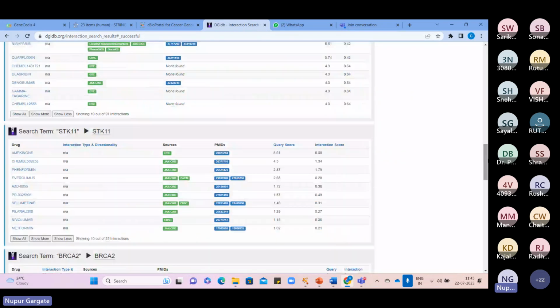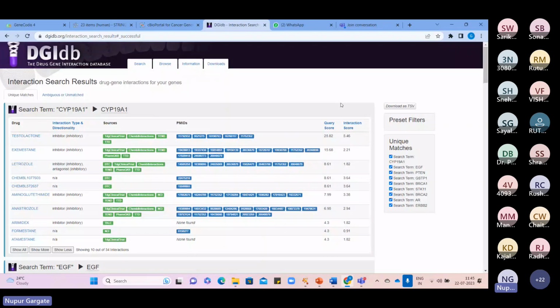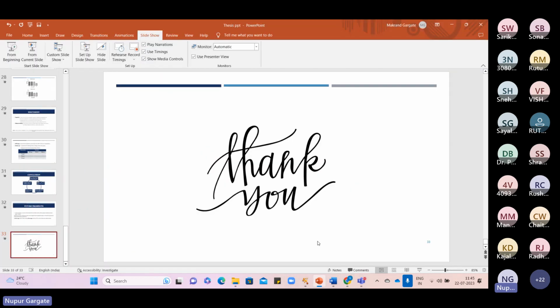Now, cBioPortal and the drug gene interaction database, both these steps were performed so as to gain more insights into genes and into what drugs are present in the market. This is not really a part of network pharmacology, but I have included it in the study so that we could get a bit more idea about what drugs are present and what all mutations have happened in the genes. So that was all about network pharmacology, and I will end my presentation here. Thank you, everyone.